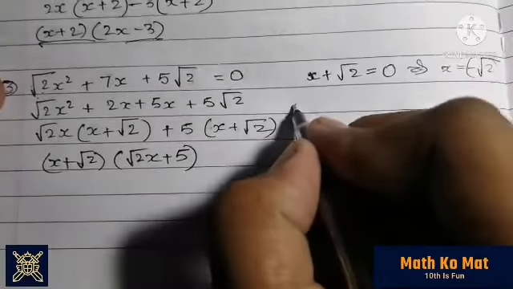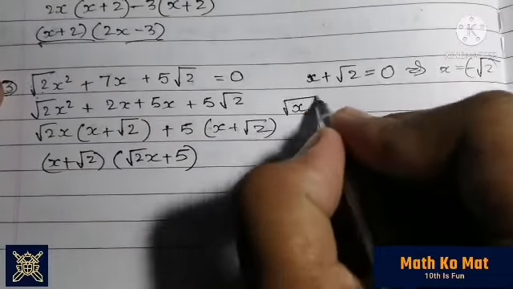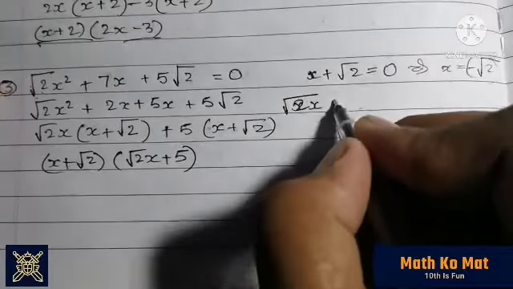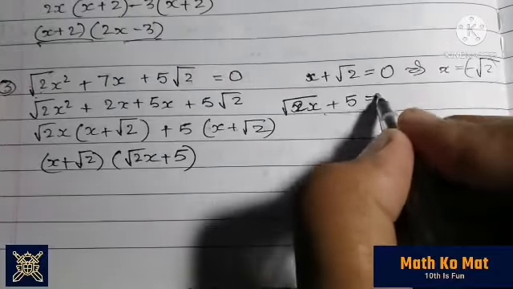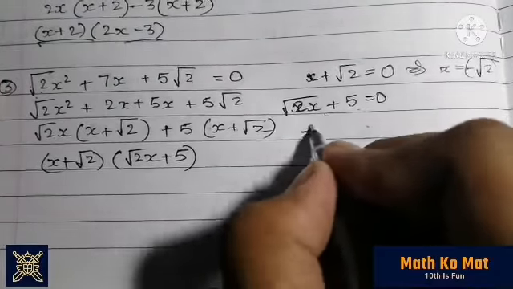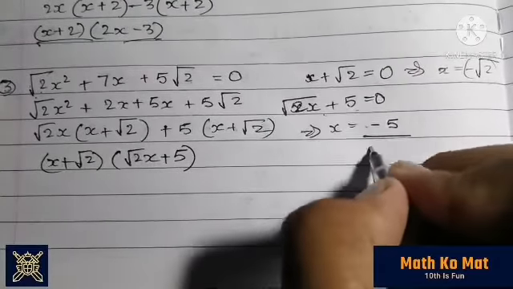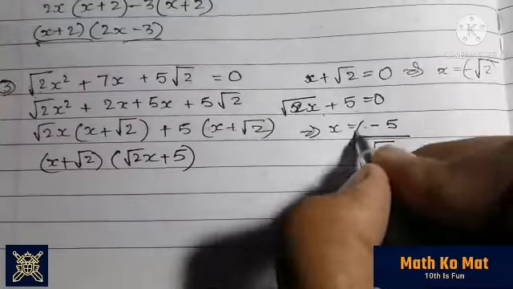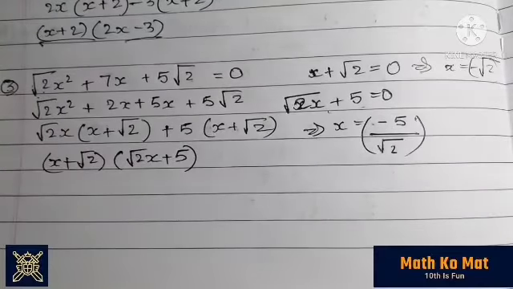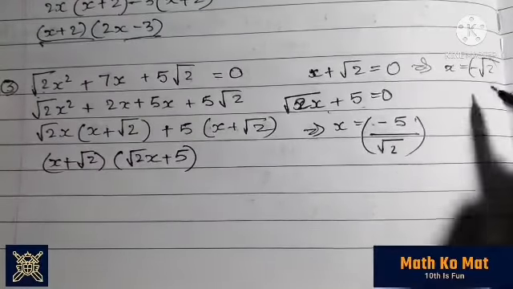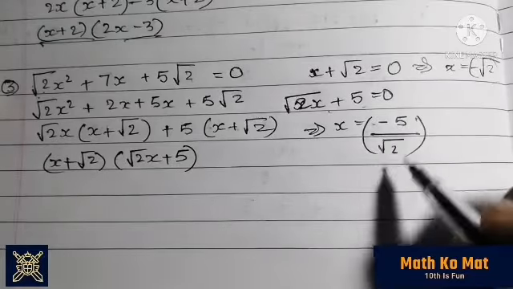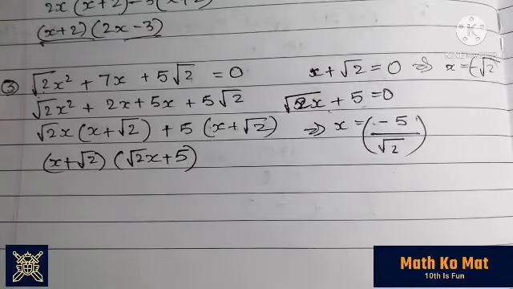And when root 2x plus 5 is equal to 0, then x is equal to minus 5 upon root 2. So this is the value, minus 5 upon root 2. So these two are the roots, minus root 2 and minus 5 upon root 2. Now let's move on to the fourth part.